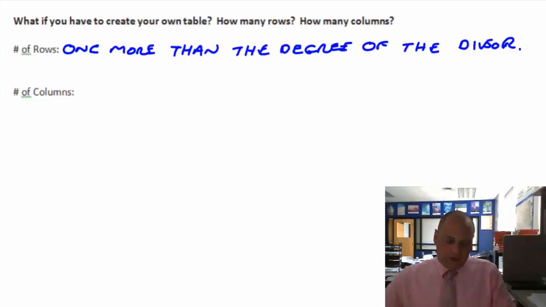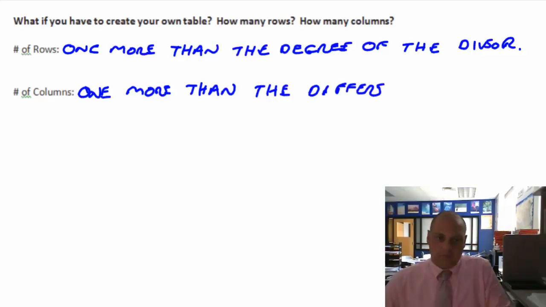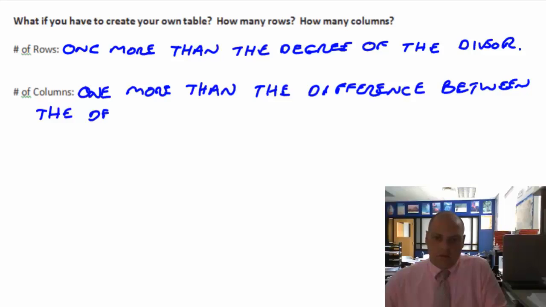For columns, it's a little trickier. It's not too bad. It's 1 more than the difference between the degree of the dividend and divisor.